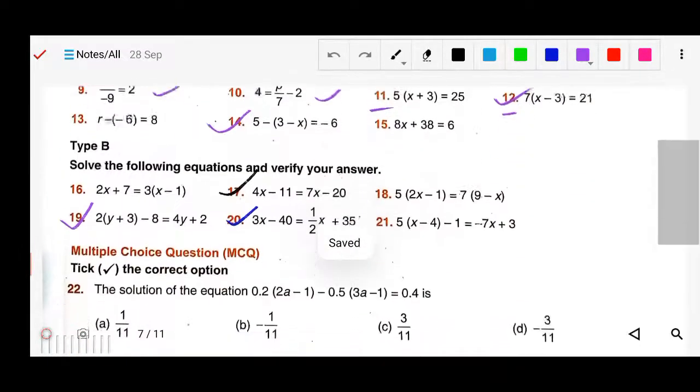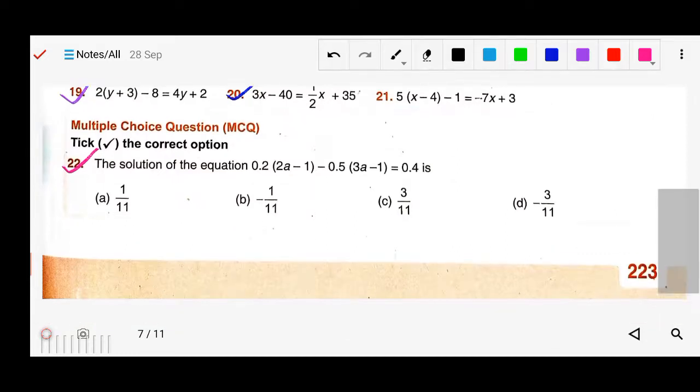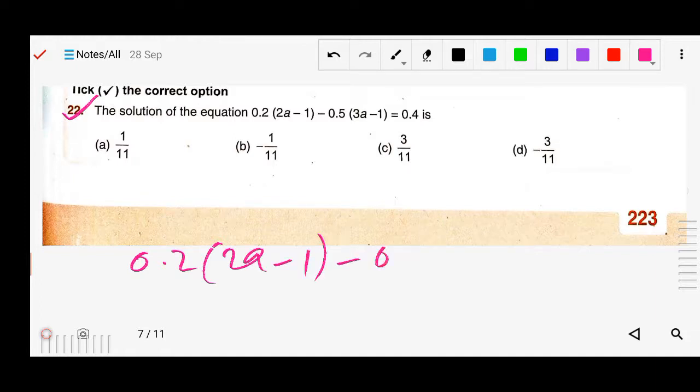Now likewise the last question we will solve, number 22. The solution of the equation 0.2 in brackets 2a minus 1 minus 0.5 in brackets 3a minus 1 equals 0.4. So we will solve this question here. First write the question.